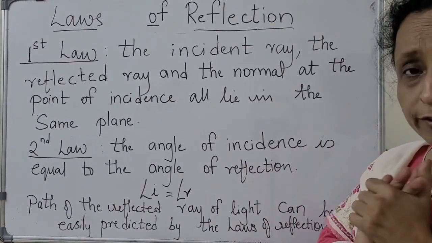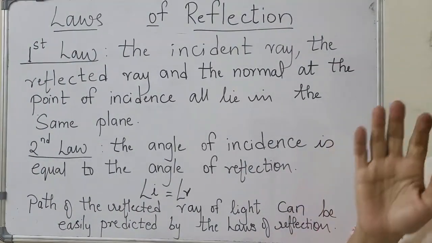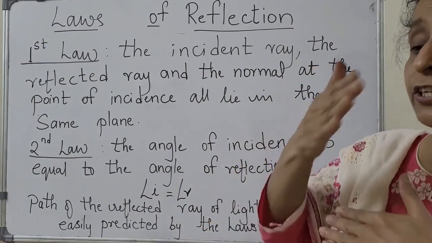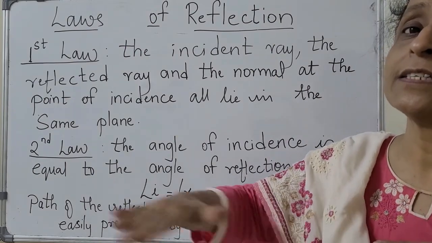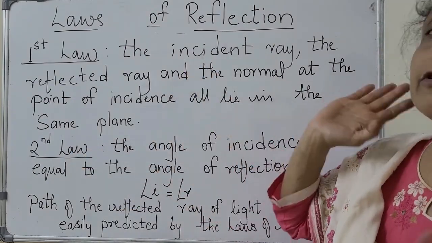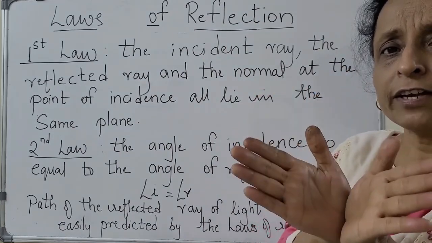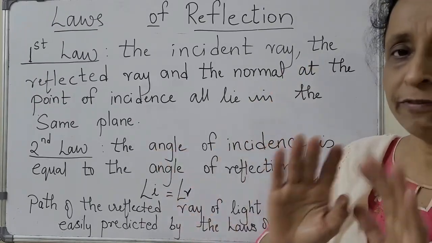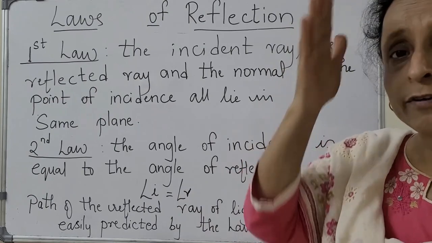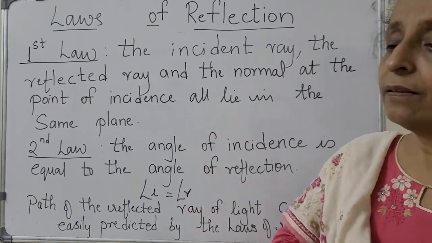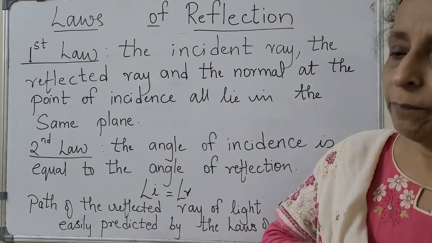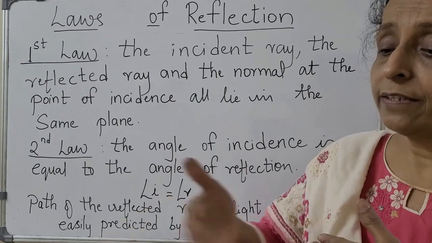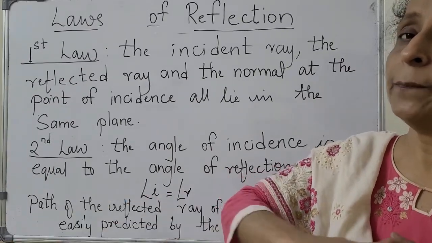Now there are two laws of reflection. Very simple. What you have to understand is the incident ray, the reflected ray and the normal all lie in the same plane. So that is the first law. Incident, reflected, normal, they are in the same plane. That is the first law of reflection. Very simple. I hope you understand what is a plane. This is one plane, another plane, another plane. So they will be in one plane. You just remember this one plane, this is incident, this is reflected, this is normal. They are all in one plane.